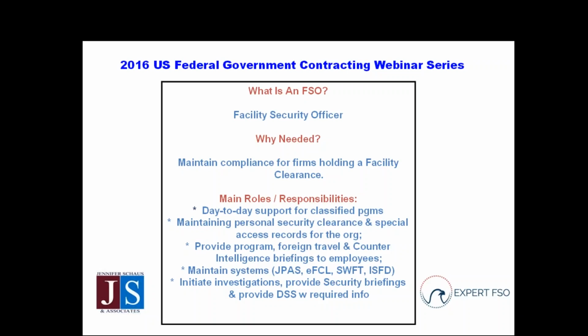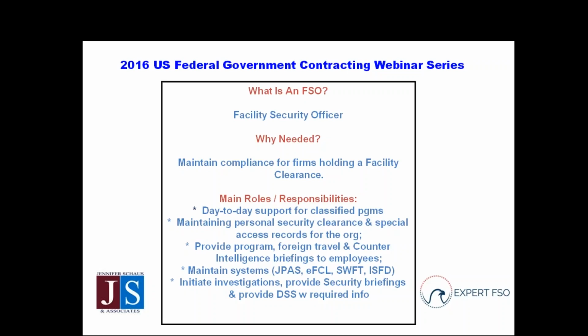Intelligence briefings, like I said, about maintaining the systems: JPAS, the EFCL, SWIFT, the ISFD. ISFD is basically a database where you verify other cleared facilities. So say you want to do work with another cleared facility, you go in there and verify that they're a cleared facility. JPAS maintains all of your personnel clearances, people with clearances who work for you.